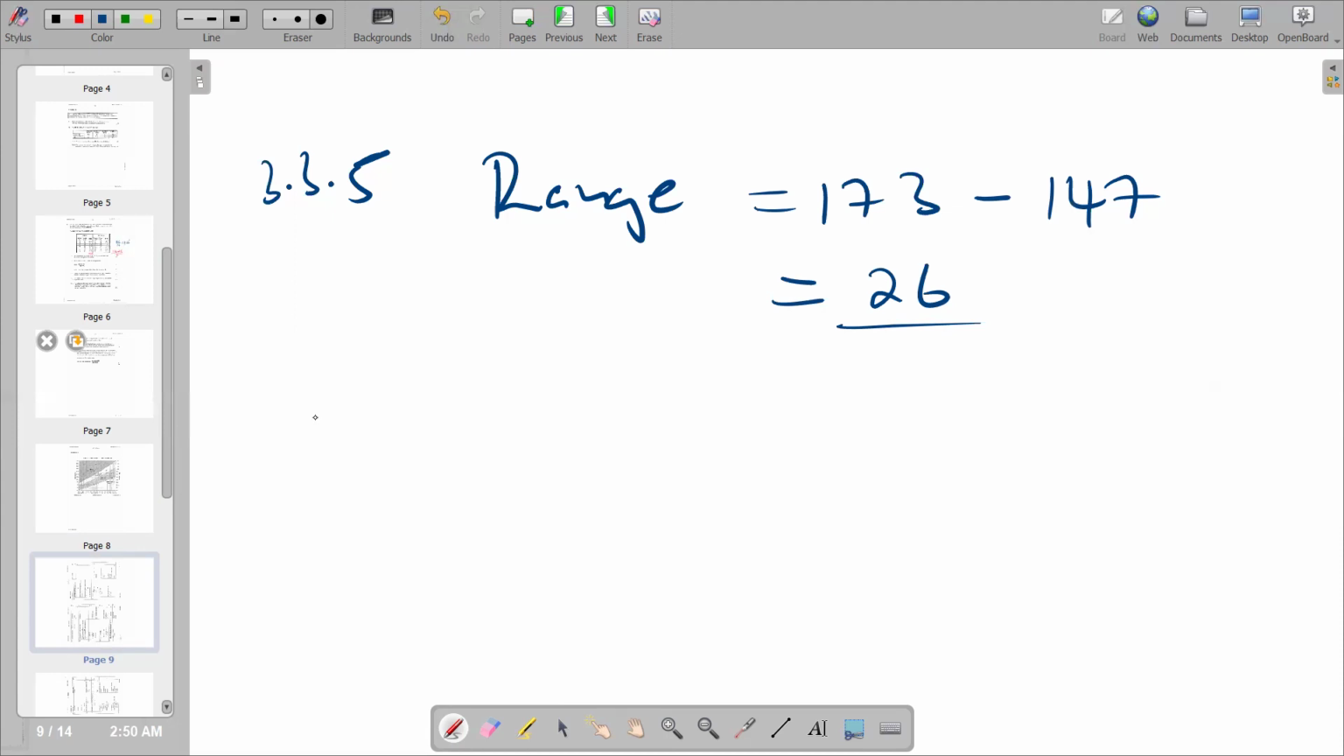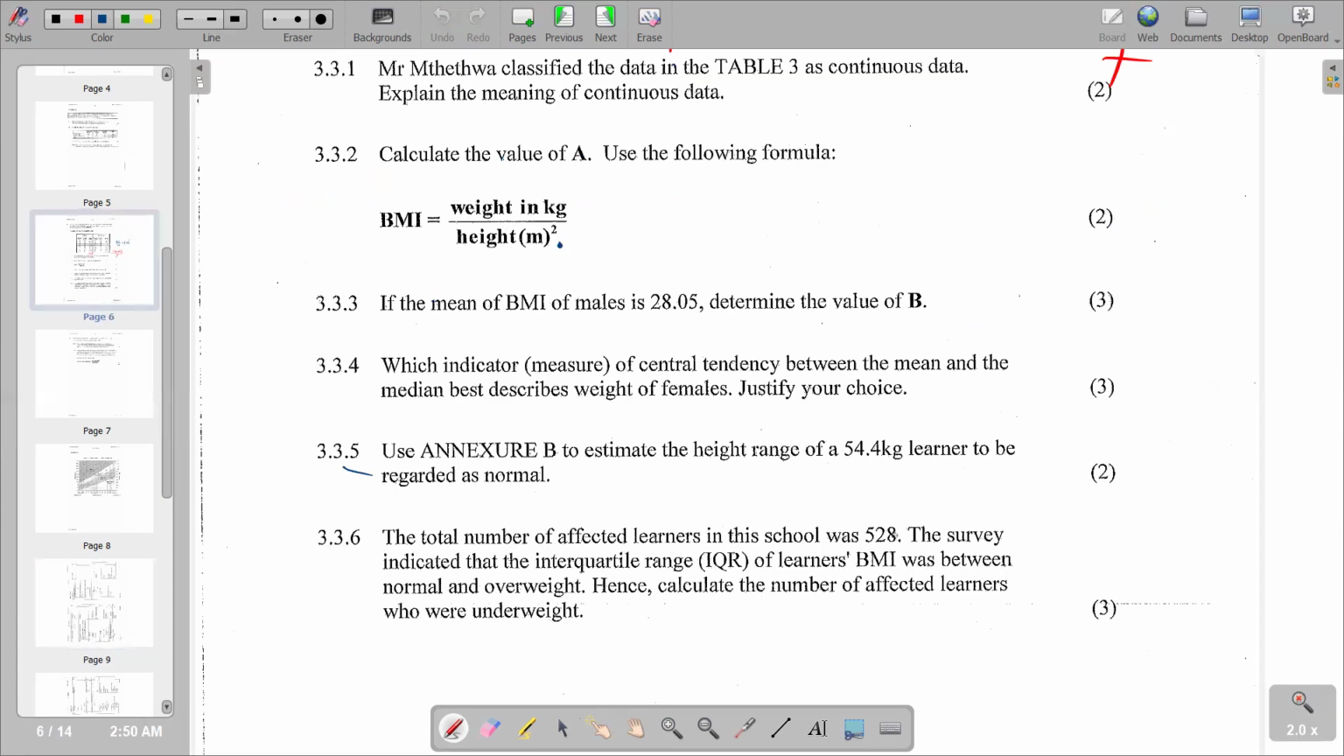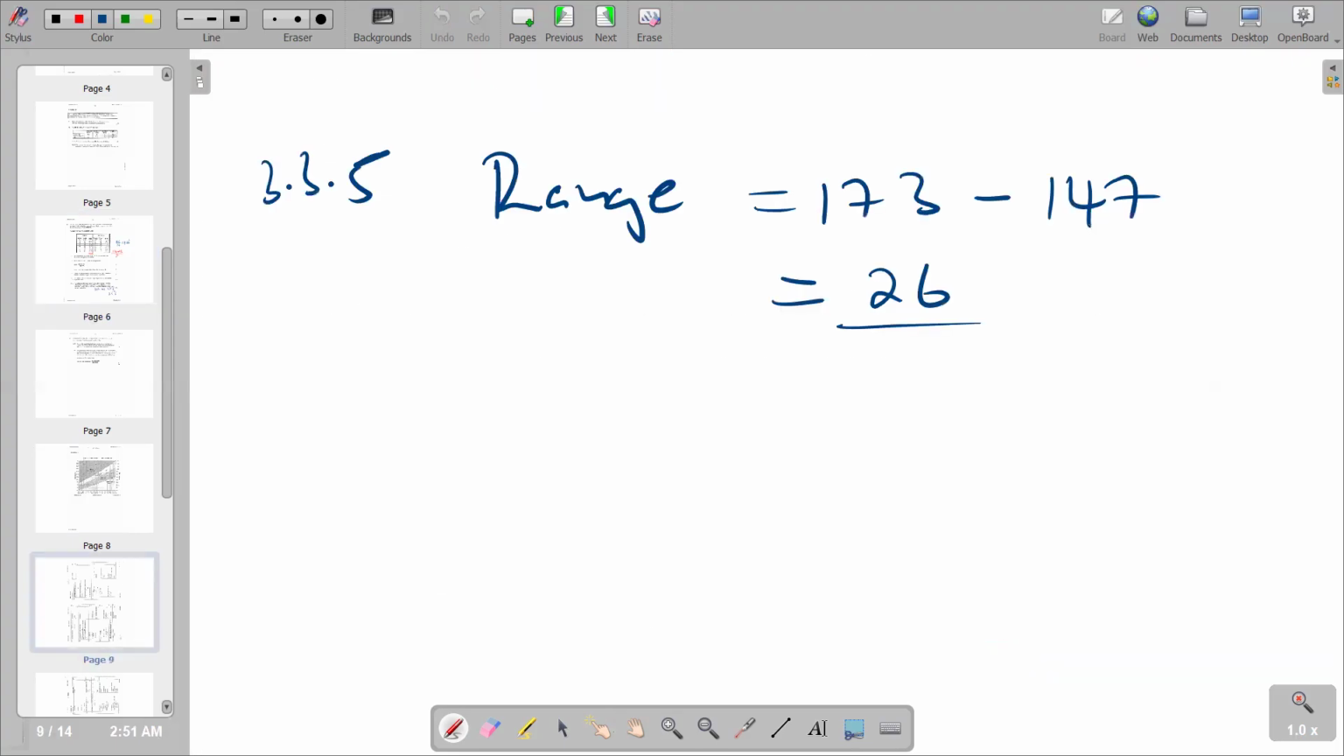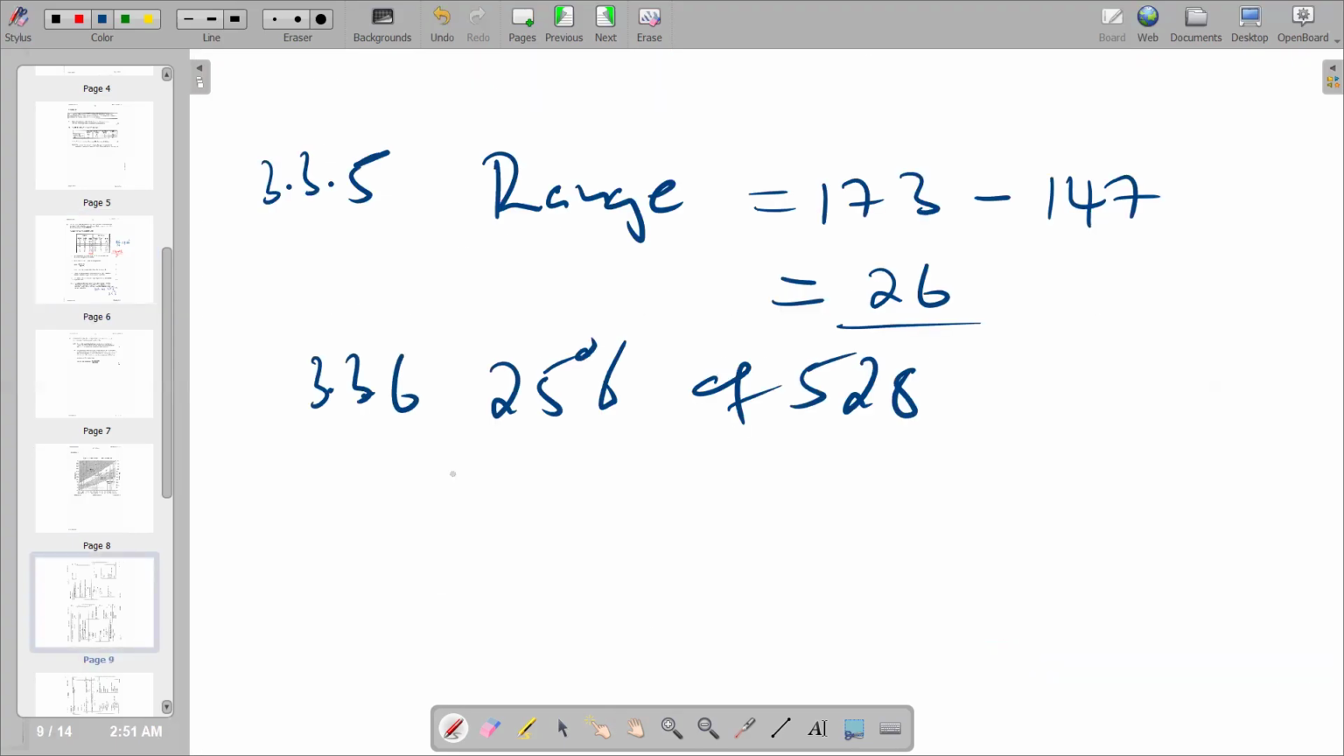So this is what is now 3.3.6. The total number of affected learners in this school is 528 learners. Calculate the number represented by the 25% of 528. So that's what we have. Then we come to our other section. We are saying 3.3.6, 132. So that's the response that we have on that part.